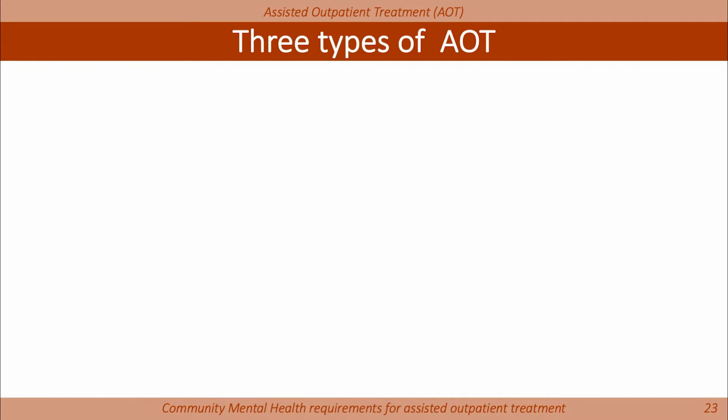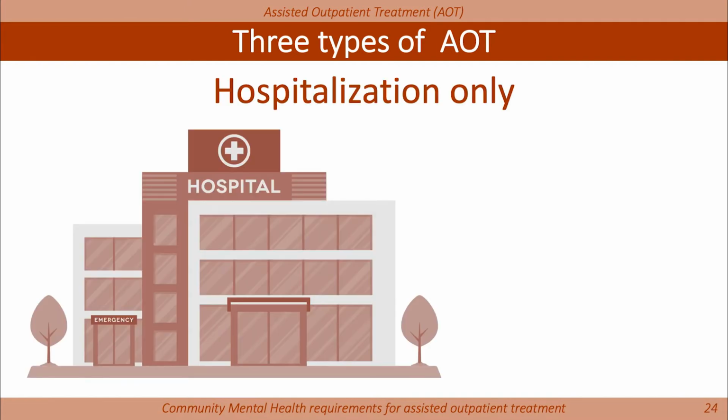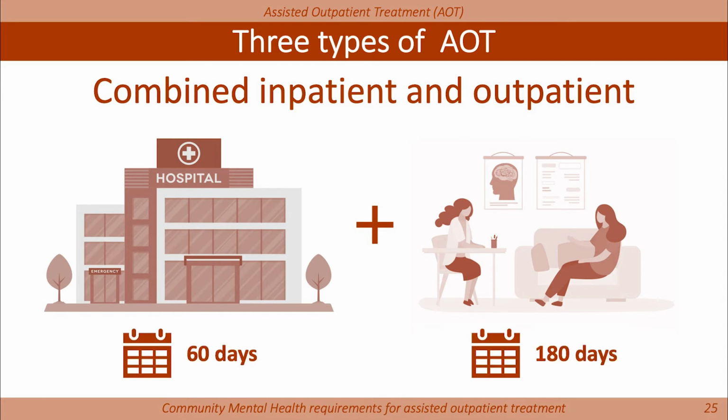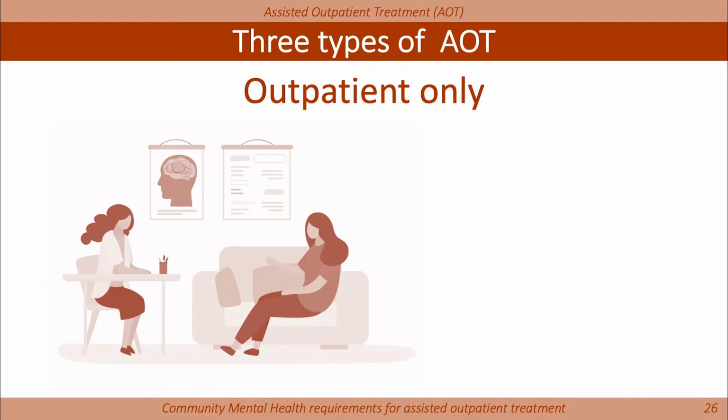There are 3 types of assisted outpatient treatment orders. Hospitalization. The initial duration is 60 days, but it can be ordered up to 1 year. A combined initial order, meaning that there's a 60-day inpatient and 180 days in the community. And then there's outpatient only, which are filed in the community, and that is for up to 180 days.